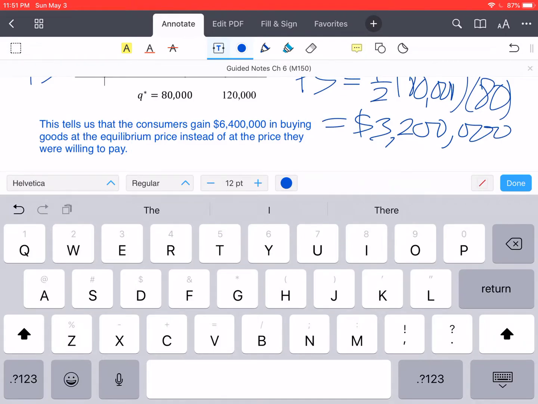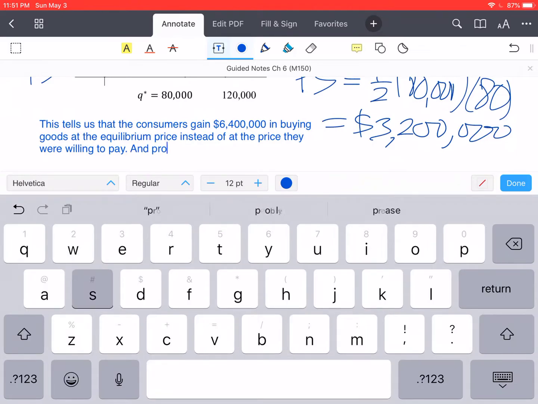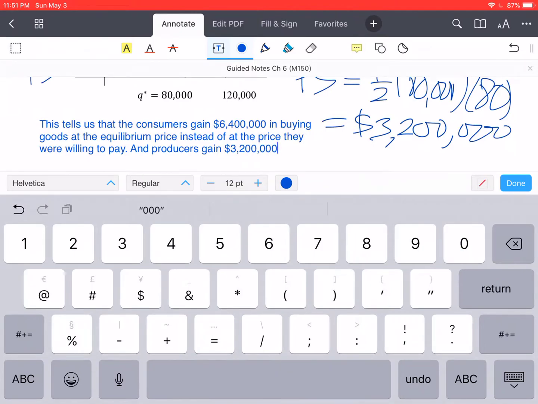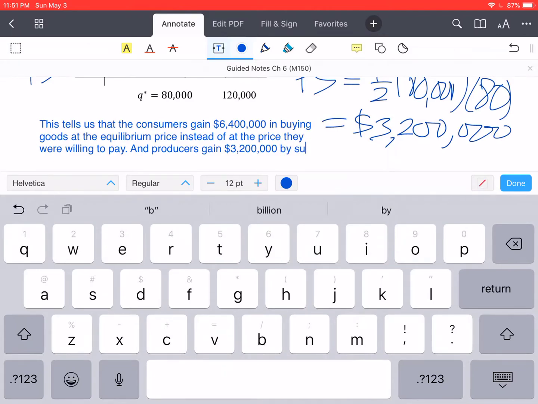Okay, and then similarly, producers gain $3,200,000 by supplying goods at the equilibrium price instead of at the price they would be willing to provide the goods.